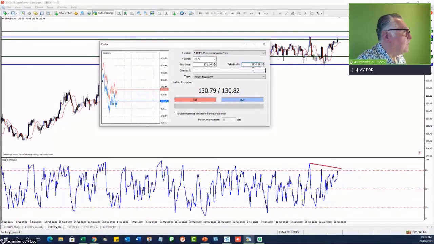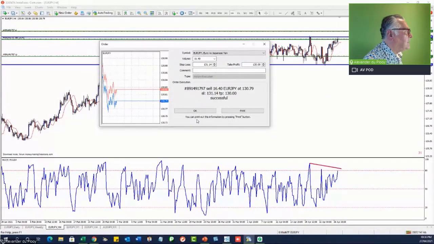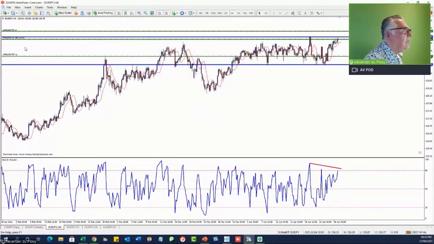I might as well make that a round number, 30. Oh, geez, now I really messed it up. 1302. Okay, let's just see if that's right. So the target is that. The stop is that, and we're entering right now. So let's do it. Okay. All right. So we're in like Flint.